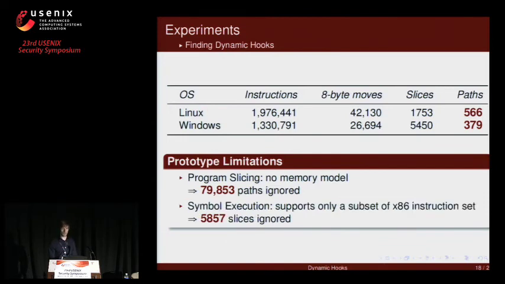And our symbolic execution engine, since we use the VEX intermediate representation, and the VEX intermediate representation doesn't support the whole x86 instruction set, especially privileged instructions are a problem there, and they're used often within the kernel, we couldn't check roughly 6,000 of those slices we extracted during our experiments. So this shows that the real number of paths that can probably be used for dynamic hooks is much larger than the paths that we found in our experiments. However, even with the few paths we found in the experiments, we can already perform real-world exploitation and real-world hooking.